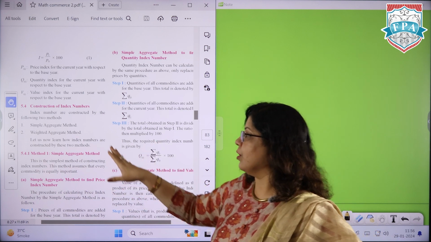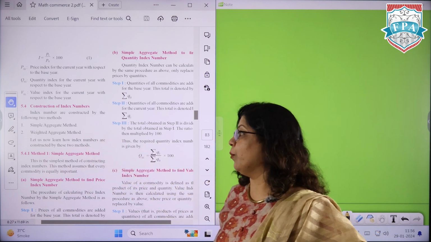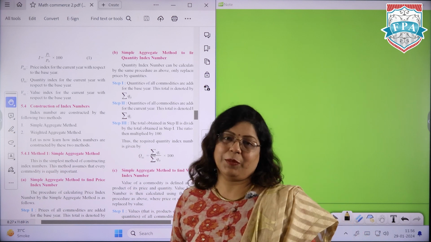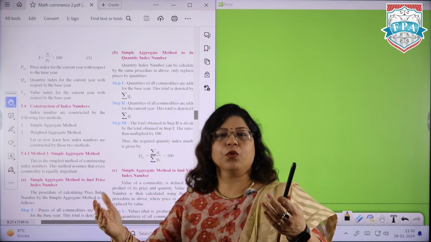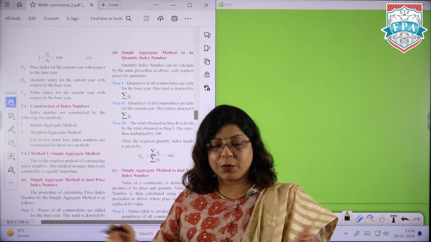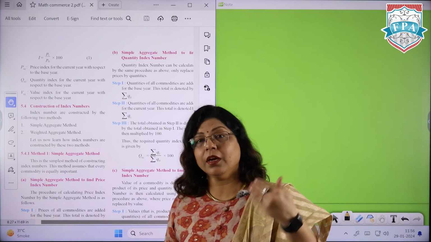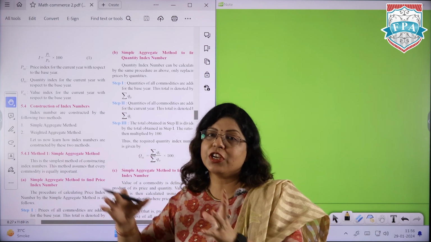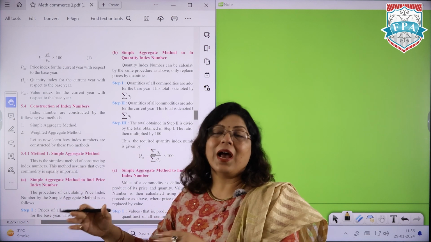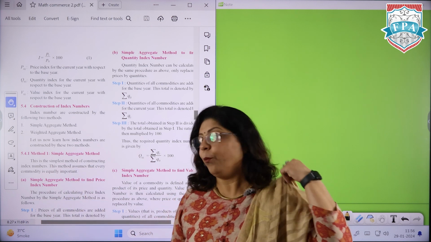For the construction, we use the simple aggregate method or the weighted aggregate method. Aggregate, you all know, we are just going to add up the things. So we will add them all together and then we compare how much is the new value as compared to the previous value.